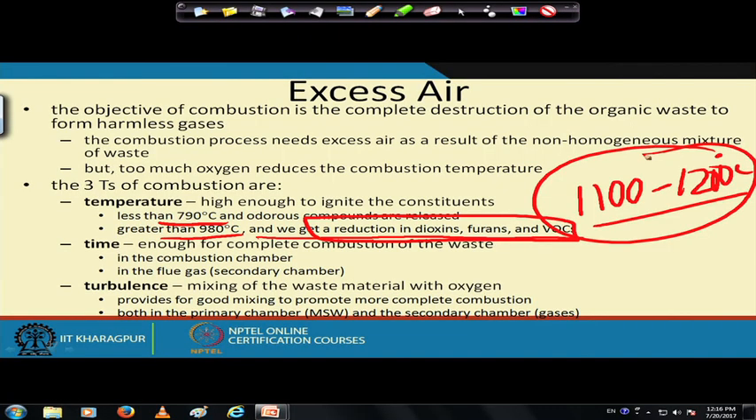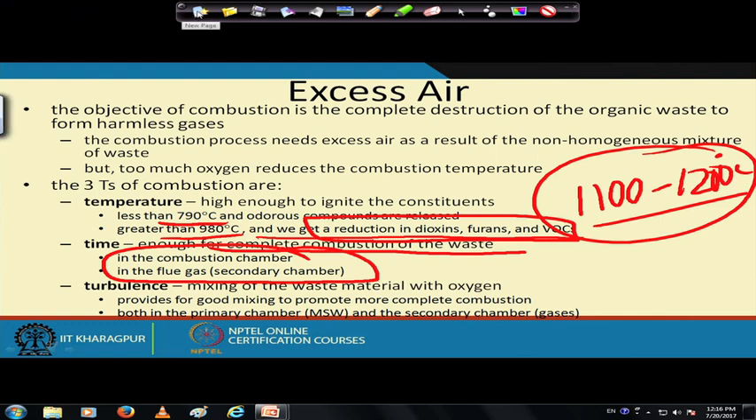The time it takes to travel here should be more than the time required for the reaction to take place, for complete combustion to take place. Otherwise you will have incomplete combustion. Your bottom ash quantity, the residual quantity, will go up, and you will be losing the energy that you could potentially get out of it. So that's why we need enough time for complete combustion. That's very important. We need complete combustion in the combustion chamber, and then also the flue gas is burned in the secondary chamber. So that's temperature and time. 2 T's we covered.